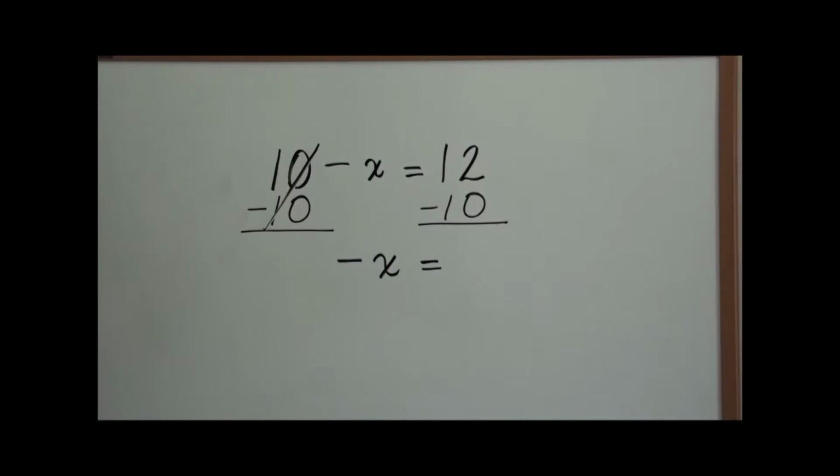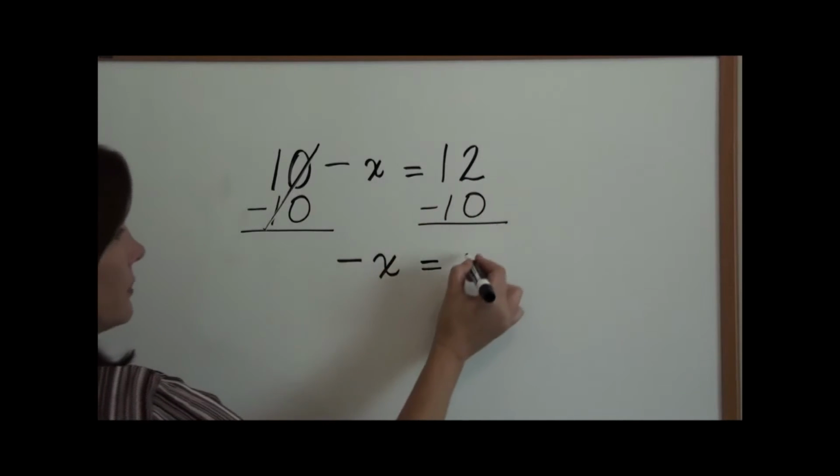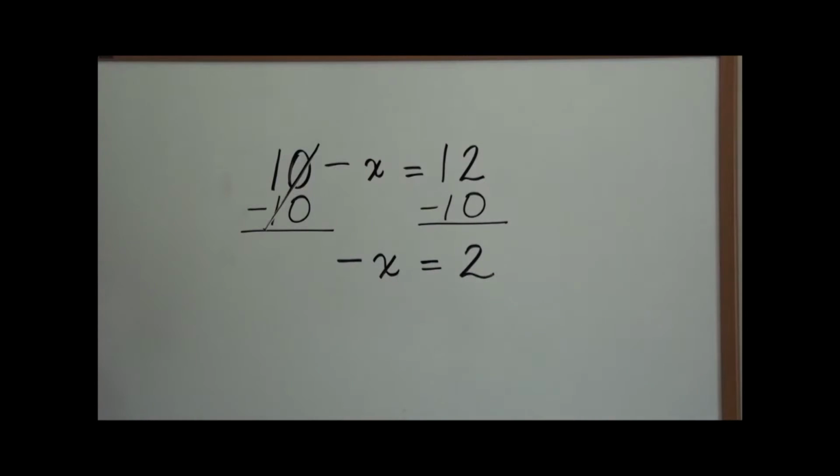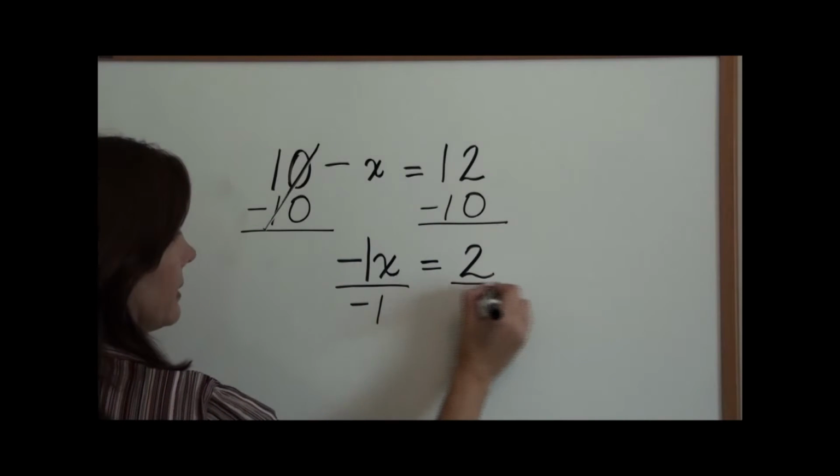Now that was a subtraction sign, but now it's becoming the coefficient of my x, and it's a negative sign. 12 minus 10 gives me positive 2. Okay, we're not finished because we don't have x equals 2. We have negative x equals 2. And remember, when you have a negative sign in front of a variable, it's the same thing as having negative 1 in front of that variable as a coefficient. So we want to divide by negative 1.